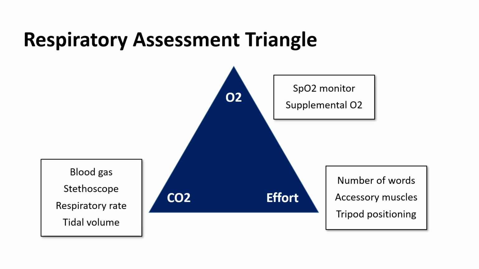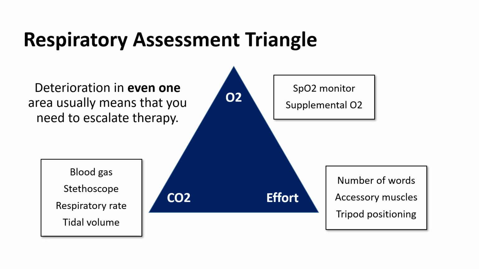So these 3 things together give you the respiratory assessment triangle. You need to assess oxygenation, ventilation, and their work of breathing. Remember that deterioration in even one of those areas usually means that you need to escalate therapy somehow.